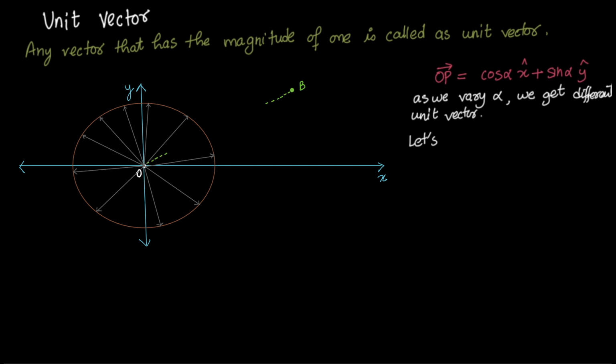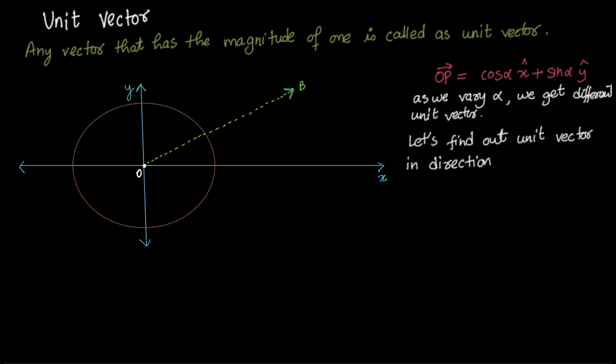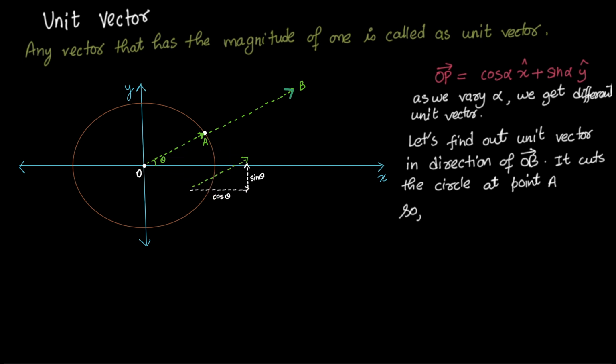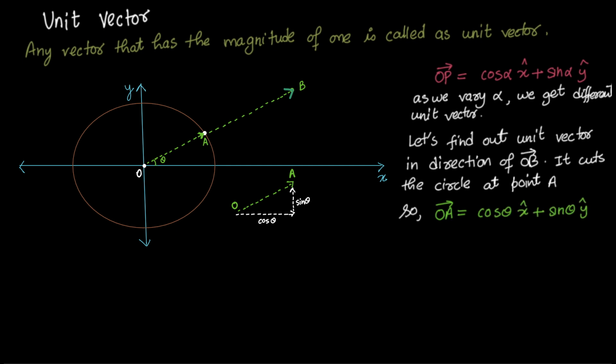Now let's find out the unit vector in the direction of vector OB. It cuts the circle at point A. So we have got unit vector OA. This vector makes an angle theta with the x-axis. We can easily find this vector OA, that equals cos theta x cap plus sin theta y cap. If we don't know the angle theta, there is another way to calculate this vector OA.